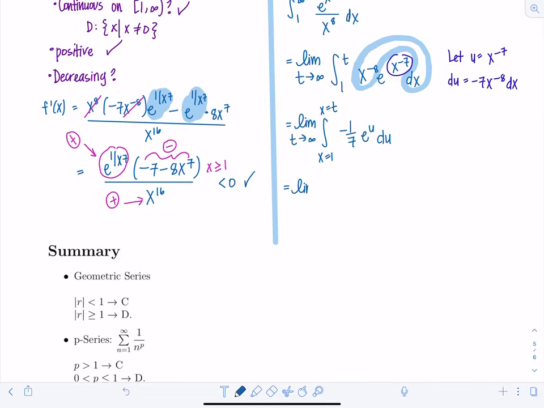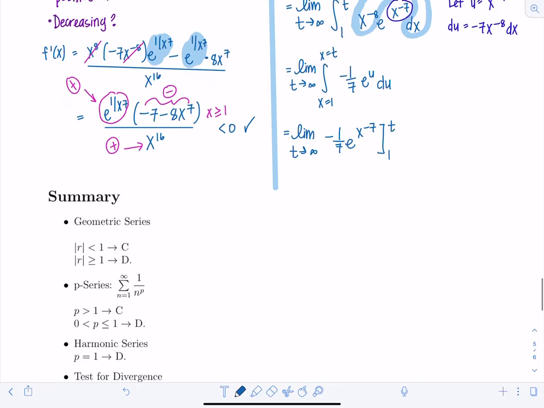So this is the limit as t approaches infinity, negative 1/7 e to the x to the negative 7th from 1 to t. All right, now substituting in our limits of integration, we have the limit as t approaches infinity of negative 1/7. Leave that outside so you don't get all confused. So this is going to be e to the t to the negative 7th minus e to the 1st.